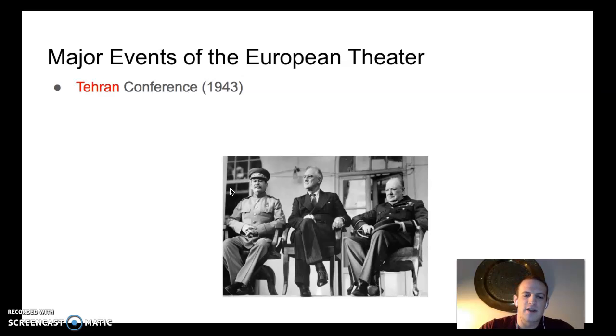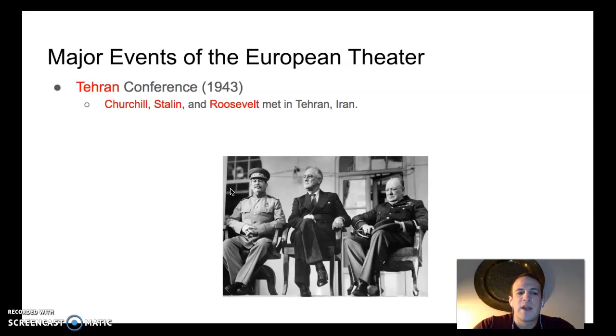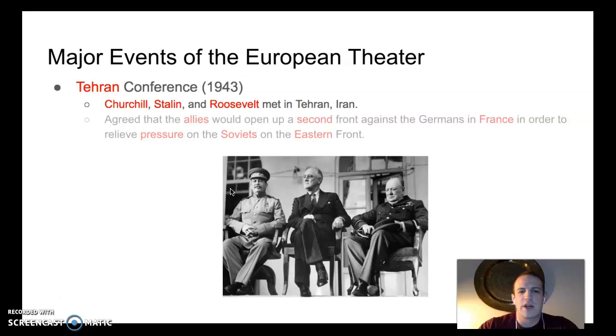So the leaders of these countries decide to meet at Tehran, which is the capital city of Iran. The leader of Great Britain is Winston Churchill, the prime minister. The leader of the Soviet Union is Joseph Stalin, and the president of the United States at the time is Franklin Roosevelt. And they all meet together in Tehran to discuss war aims, to discuss the goals that the Allies are trying to achieve.